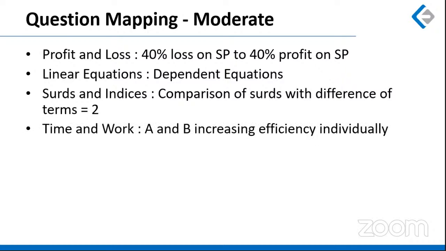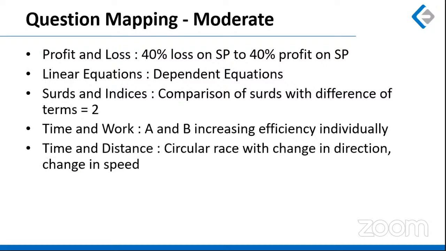A question based on time and work was given where A and B were increasing their efficiency individually. It was given that if A increases his efficiency by 25%, the work gets done 5% sooner, so the time reduces by 5%. This will enable you to make an equation. Once you make the equations and get the values of A and B, you will be able to find out the time required if B increases his efficiency by 40%.